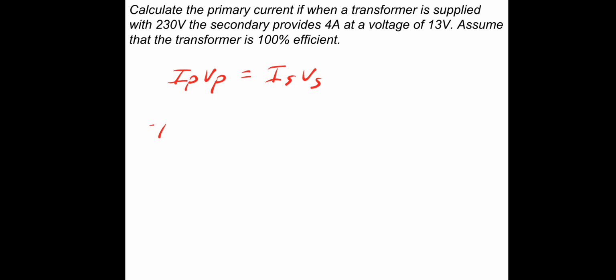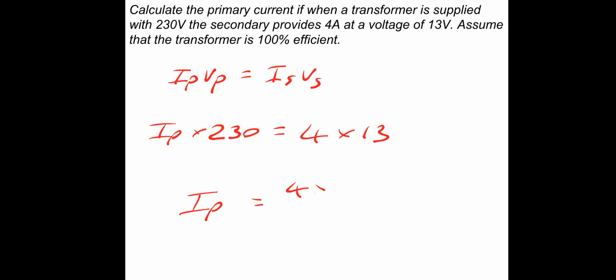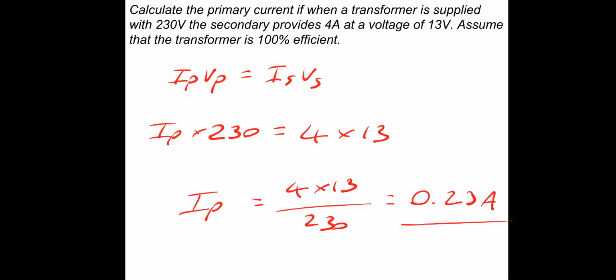So primary current is what we're looking for, IP. So voltage primary is 230 volts, equals current on the secondary, 4, times voltage on the secondary, 13. So current on the primary is simply 4 times 13 divided by 230. And that gives us a current value of 0.23 amps. Should be pretty straightforward. Let's move on to the next one.